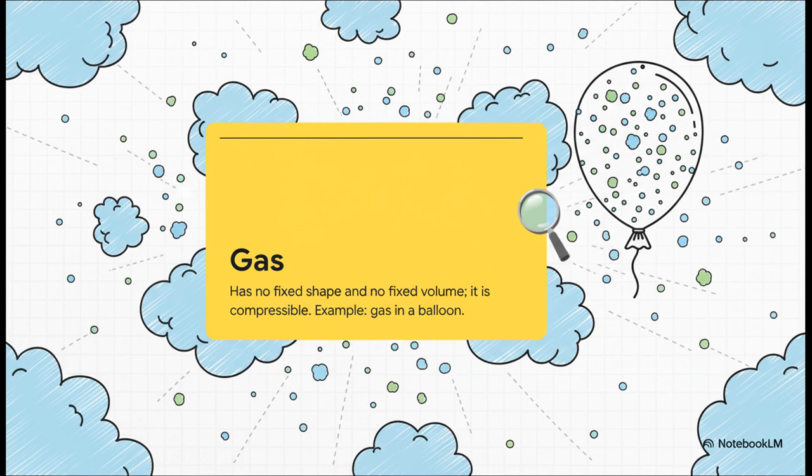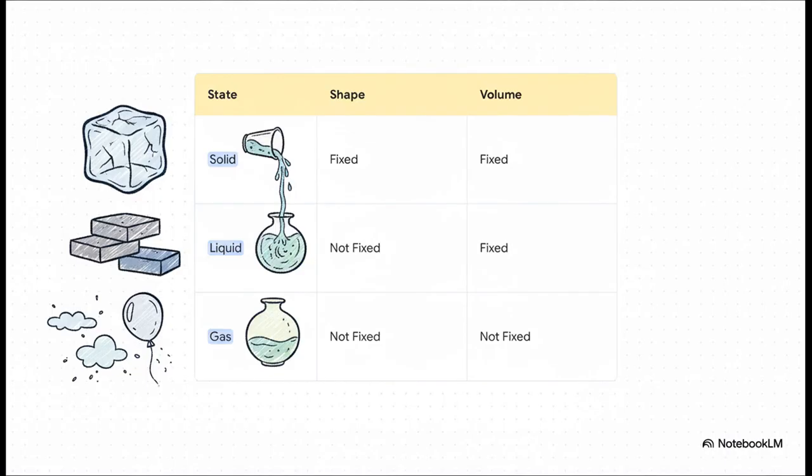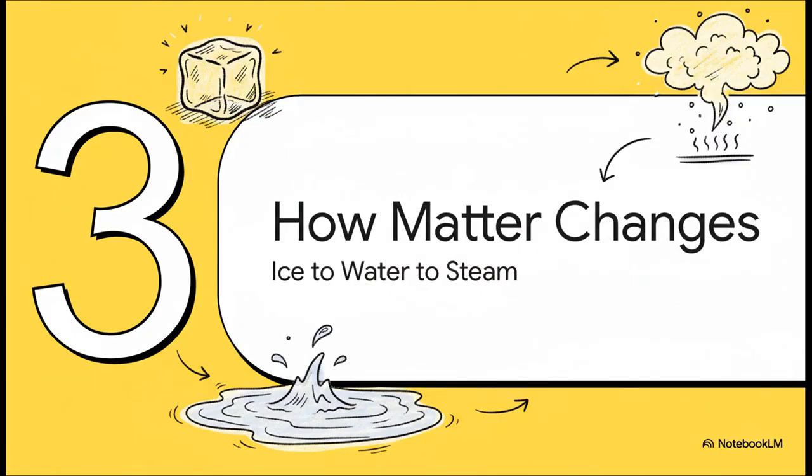And last but not least, we have gases. Now these guys are the real free spirits. They have no fixed shape and no fixed volume. A gas will just spread out and expand to fill every single nook and cranny of whatever container it's in. The air in a balloon is a perfect example. So here's a super simple way to remember it all. Solids, fixed shape, fixed volume. Done. Liquids, no fixed shape, but a fixed volume. And gases, total chaos. No fixed shape, no fixed volume. They just go everywhere.